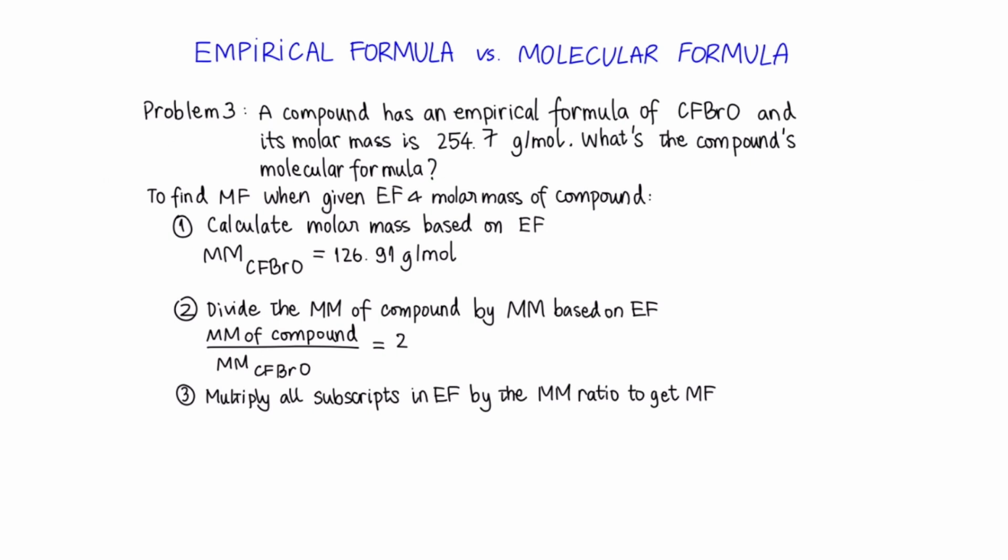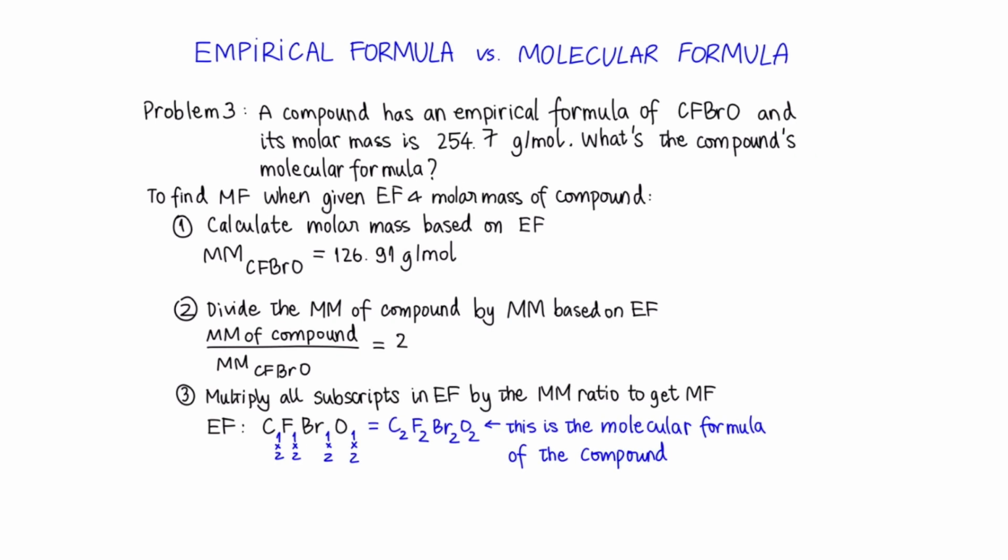Lastly, in step 3, we're going to multiply all subscripts in the empirical formula by the molar mass ratio that we just found in step 2 to get the molecular formula of this compound. So in the empirical formula for this compound, the subscripts for all elements in the compound are 1. And so to find the molecular formula, I'm going to multiply all the subscripts by 2. And that's going to give C2F2Br2O2. That is going to be the molecular formula of this compound.